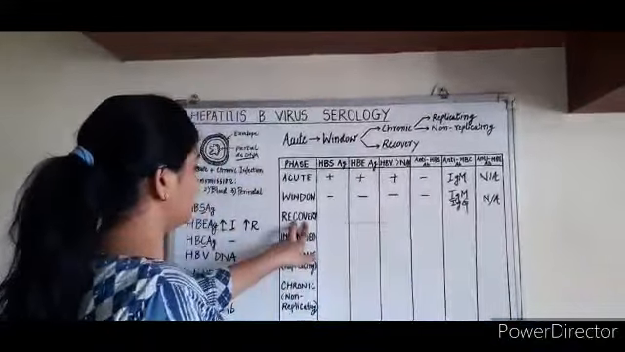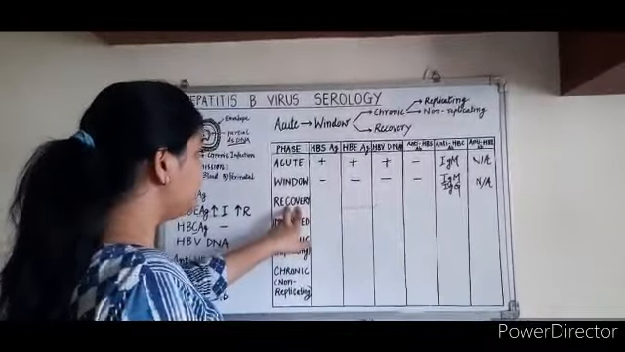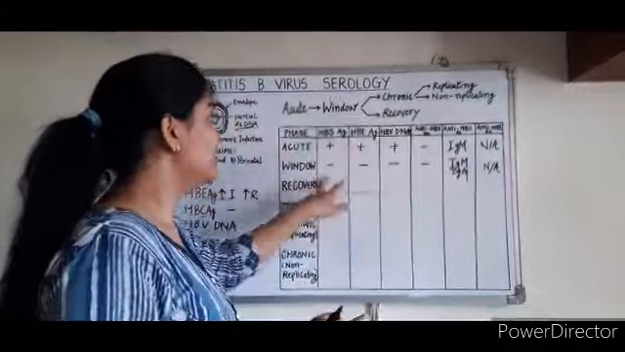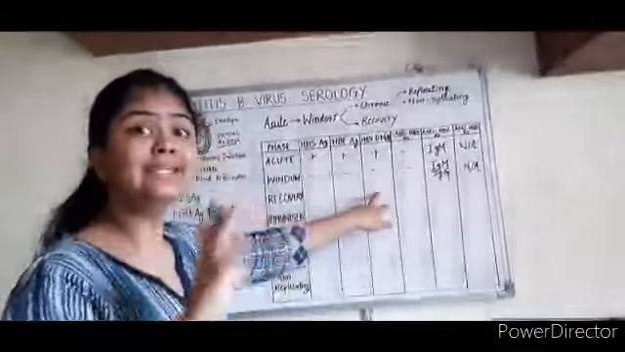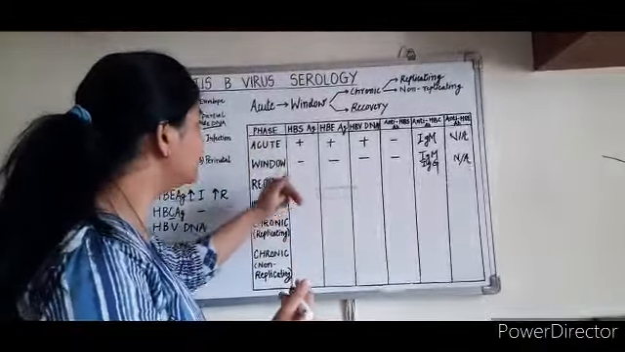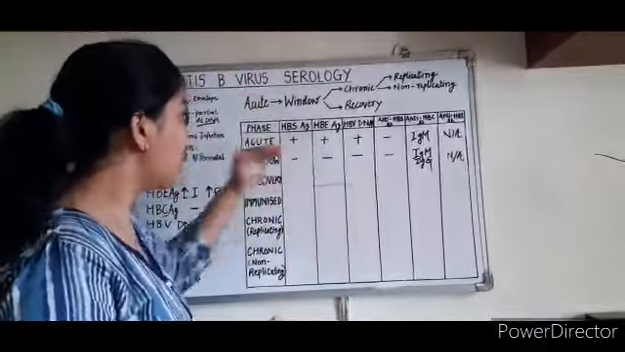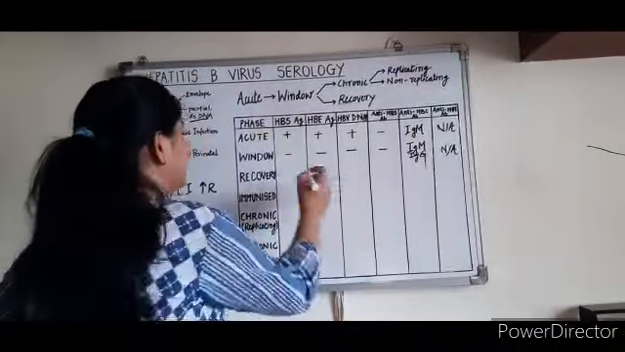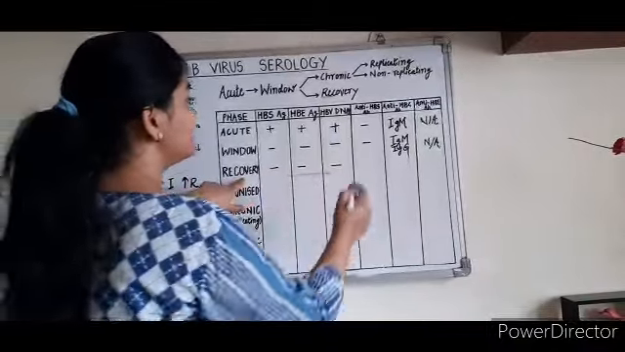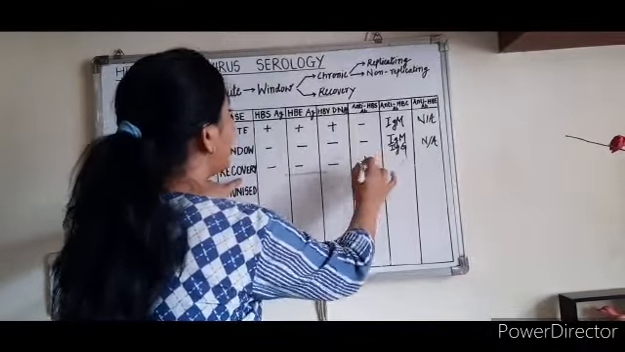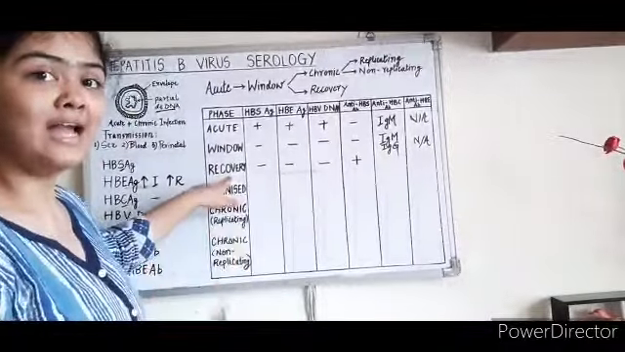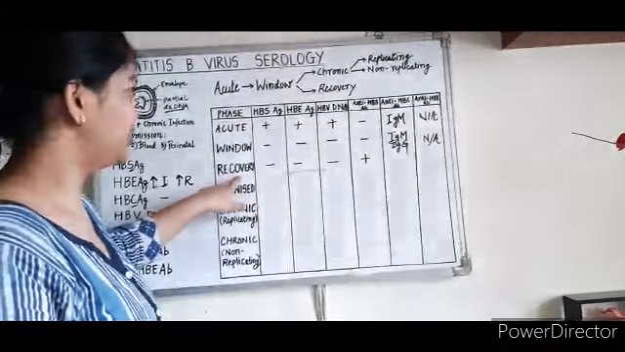Now the recovery phase. This recovery phase means that you have actually decreased and removed all these antigens and the DNA completely. You have been recovered. You have removed all these antigens and antibody and the viral DNA from your body completely. So these are a negative. Now, because you're recovered, this is a positive.